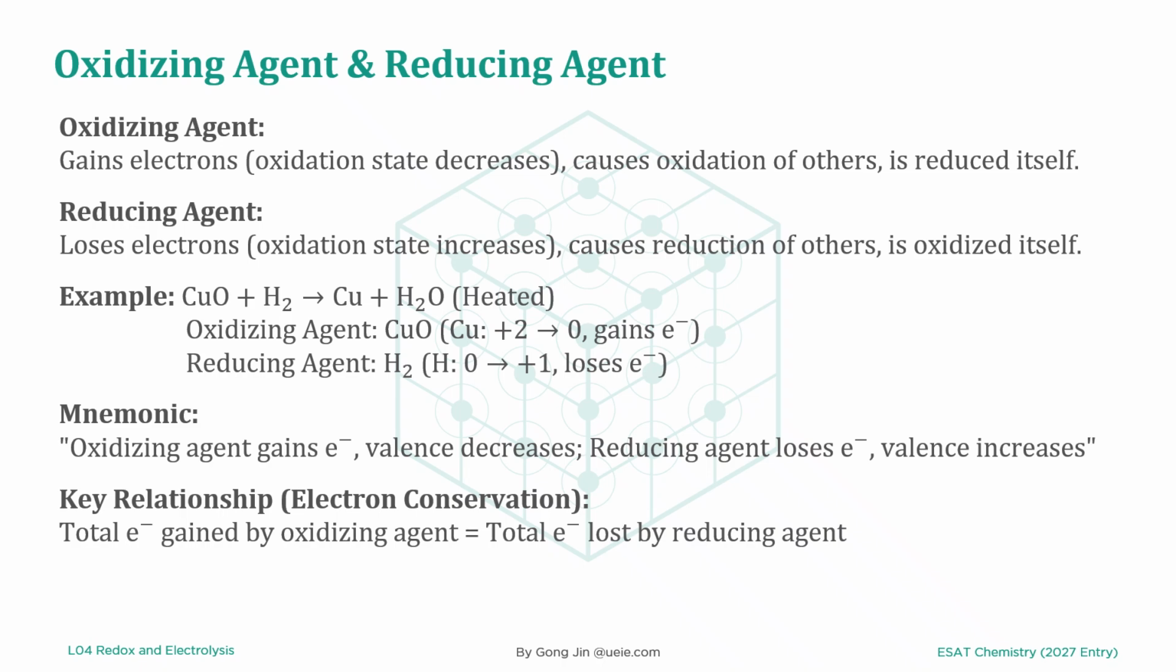Let's use our old friend copper oxide reacting with hydrogen. Copper goes from +2 to 0. Gains electrons, oxidation state down. That's the oxidizing agent. Hydrogen goes from 0 to +1, loses electrons, oxidation state up. That's the reducing agent. And remember electron conservation. The electrons the oxidizing agent gains equal the electrons the reducing agent loses. It's a perfect balance.